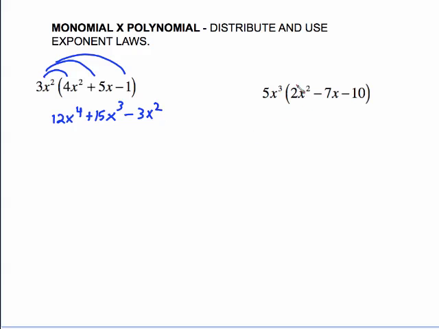Same kind of problem here. Multiply 5x cubed times 2x squared is 10x to the fifth. 5x cubed times this is negative 35x to the fourth. And 5x cubed times this is negative 50x cubed. So that is a monomial times some sort of polynomial: distributive property, and then just use your exponent laws.